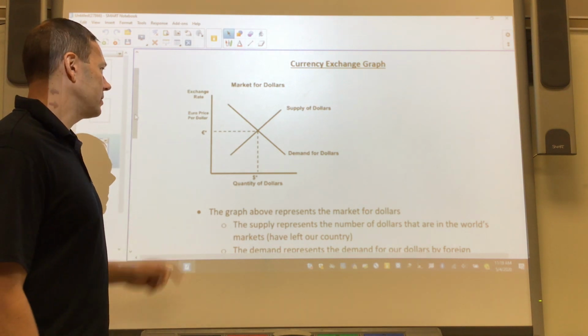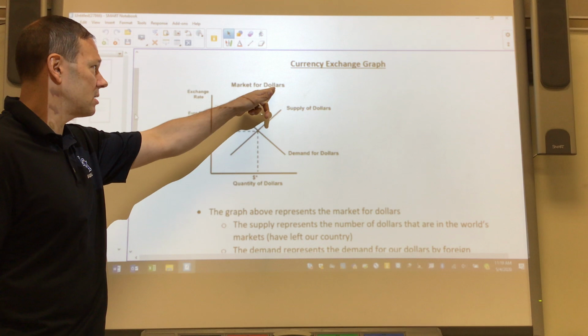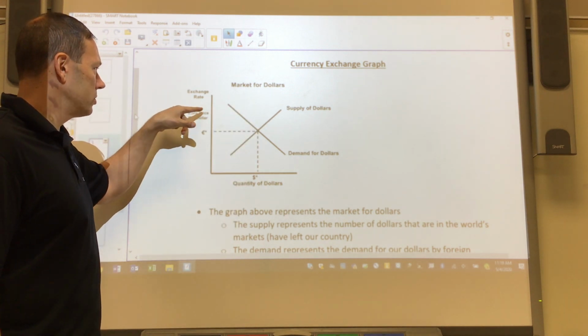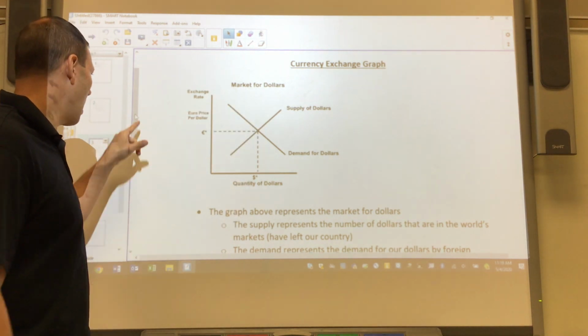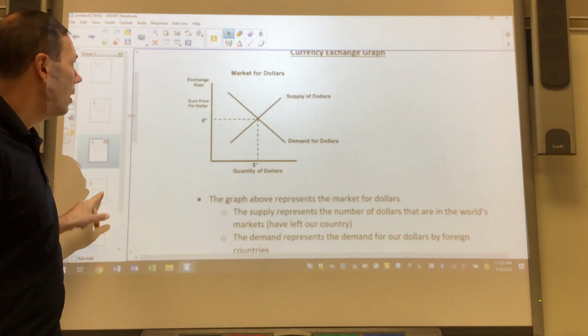If you're labeling this axis, whatever market it is is what goes second. So in this case, it's the dollar market, so it's the euros per $1, euro price per dollar. Okay, so that's just a general look at the graph and how that works.